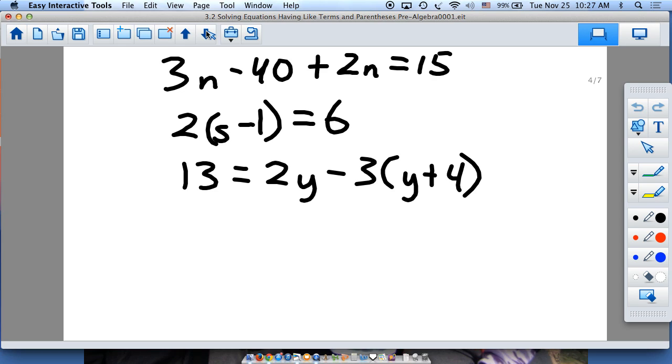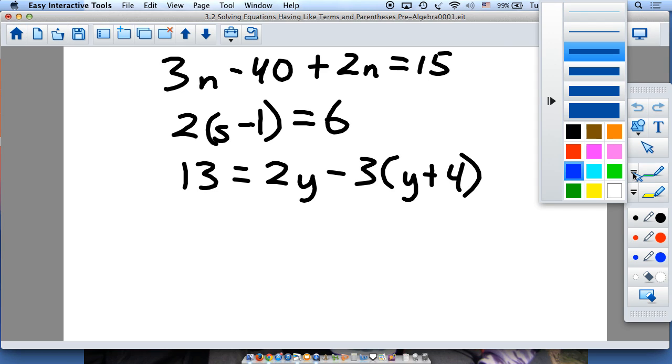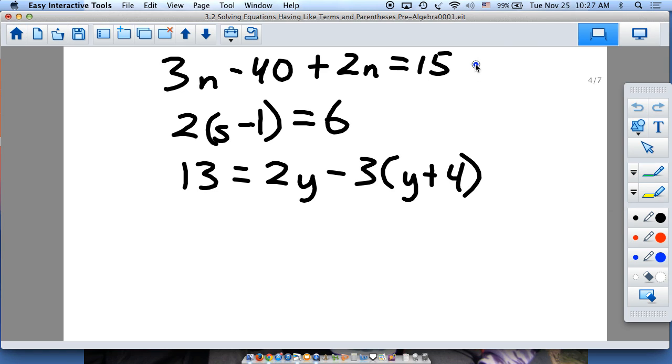Okay, the first one, you should have an answer of 11. N equals 11. So if you did not get 11, I want you to go back and try it again. The second problem, you should have S equals 4. So again, give it a try. If you have not got that answer of 4, go back and redo it until you can figure out how to get 4. Don't forget to use your distributive property and combine your like terms.